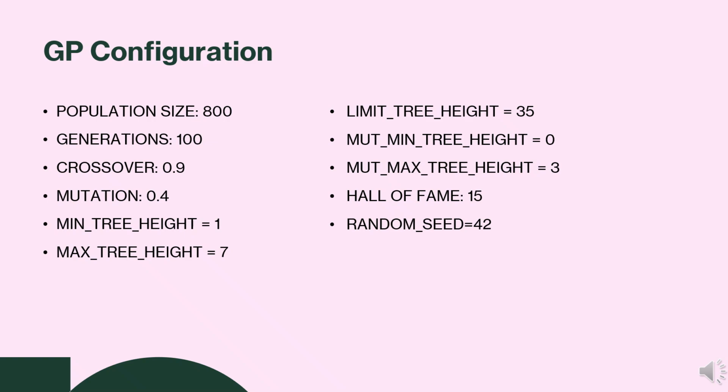This ensures that the strongest solutions are never lost during evolution. Finally, we used a random seed of 42, which ensures reproducibility. Overall, these configuration choices create a balance between exploration and control, helping the genetic programming algorithm evolve effective and efficient solutions throughout the training process.